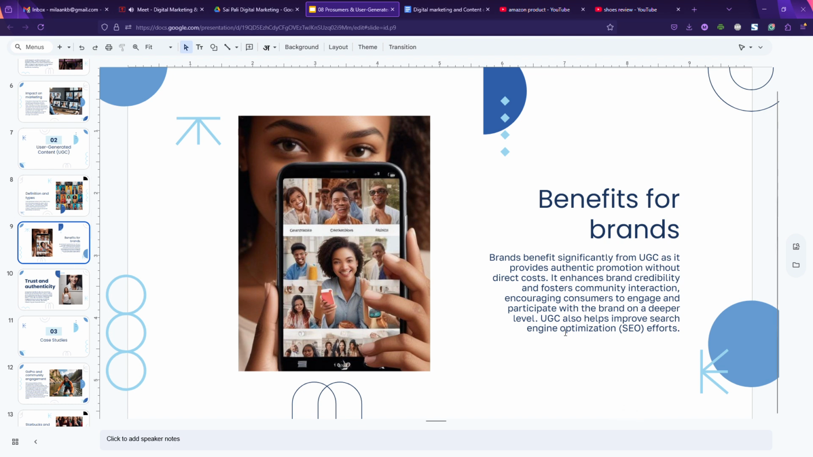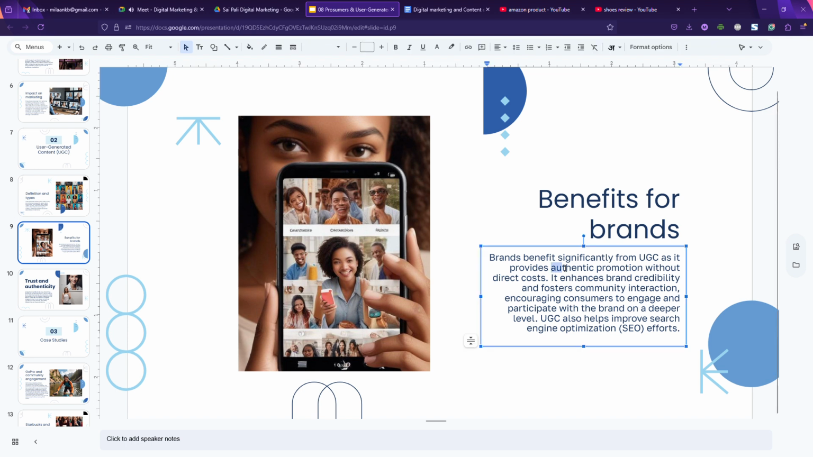So, benefits for brands. Brands benefit significantly from UGC as it provides authentic promotion without direct costs. As we are already discussing, the brand doesn't have to worry about the content creation. They don't have to hire a sophisticated, high-end team to create their content. The content creation is totally handled by the prosumer, the content creator. The content creator is also actively commenting and engaging with their followers or whoever is commenting on that video. So the company doesn't have to worry about replying to comments or talking to other customers.